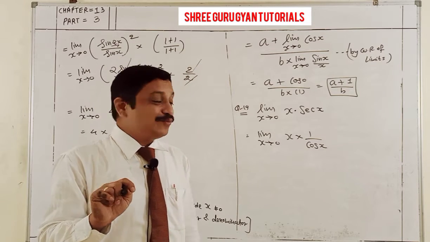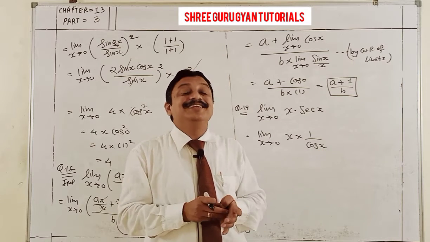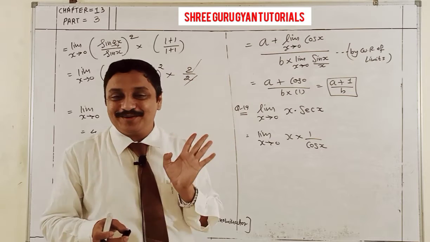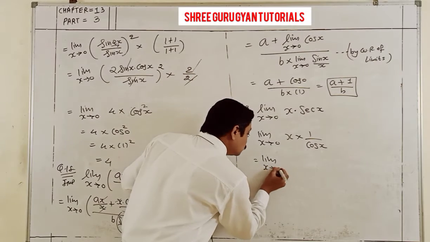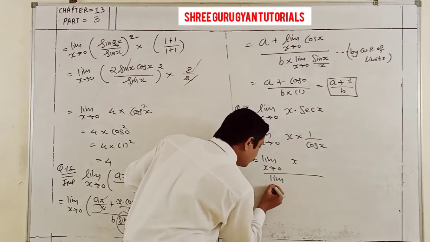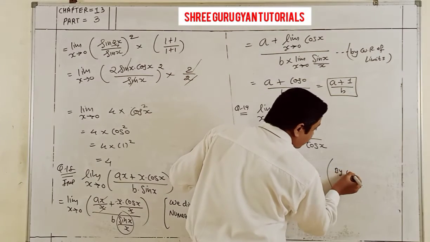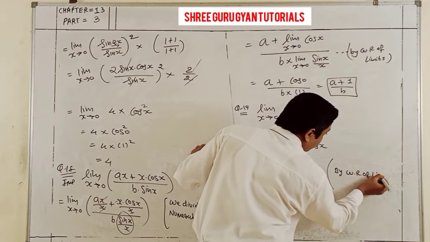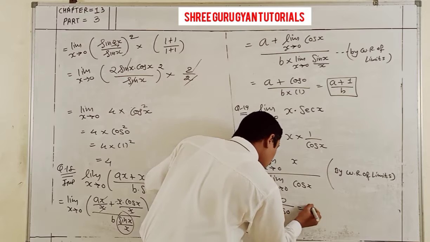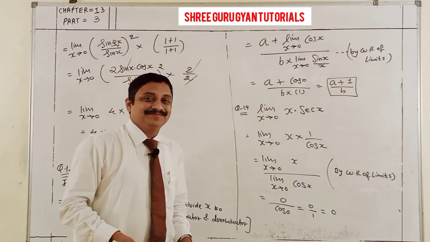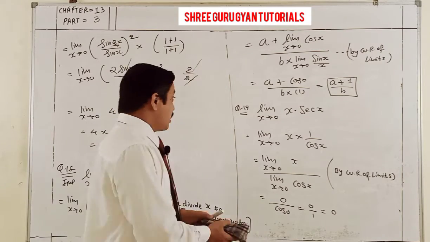But before applying, you will first check by putting 0. Cos 0 is 1, never 0. It means sure you have to apply the working rule. Denominator is not 0. So limit x tends to 0 of x, and limit of cos x, by the working rule of limits. So it is 0 by cos 0, and cos 0 is 1, so 0 by 1, the answer is only students, 0.